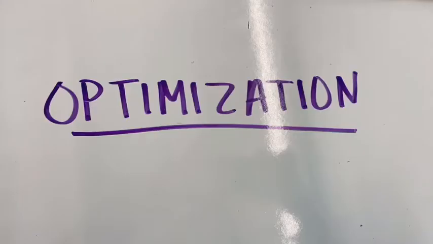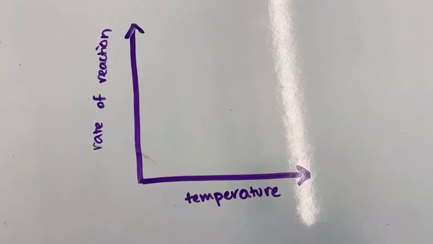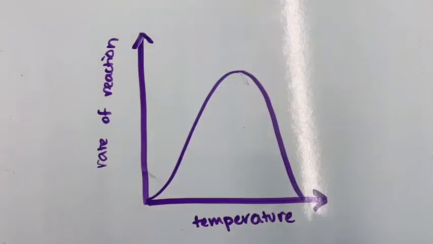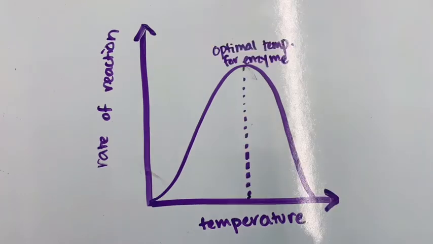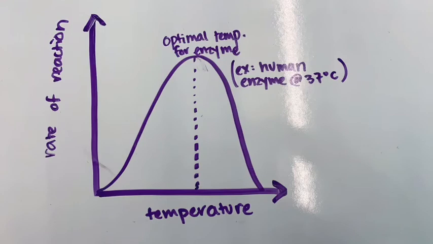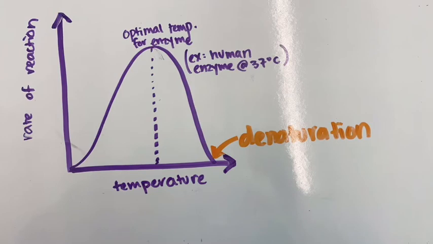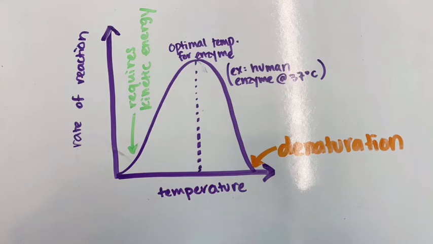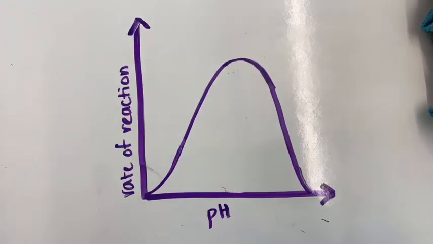Now let's talk about optimization. Each enzyme has an optimal temperature and pH at which its reaction rate is the greatest. In this first graph, you can see the rate of reaction versus the temperature. And for this particular enzyme, which is just a random one, the optimal temperature is at the peak of this curve. When the temperature gets too high, all the way to the right of the curve, the enzyme is denatured. On the left of the curve, near the origin, this is when it requires kinetic energy in order to get to the top of the bump.